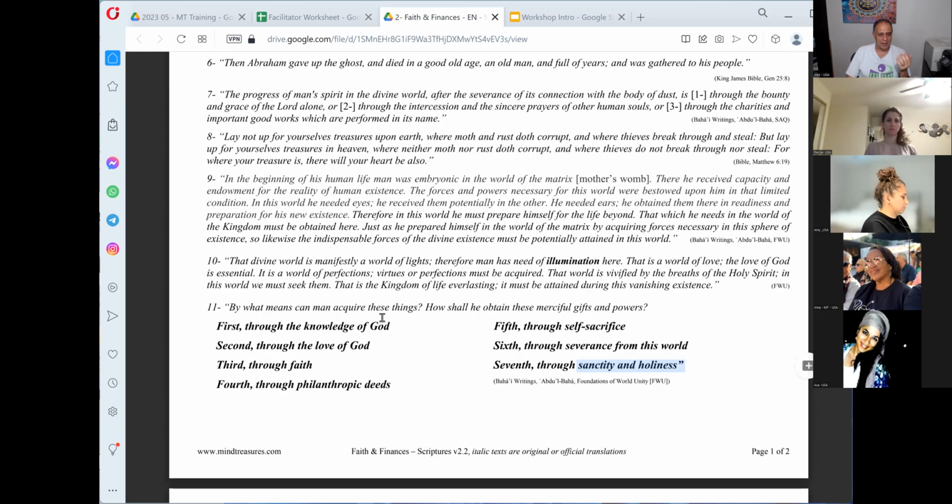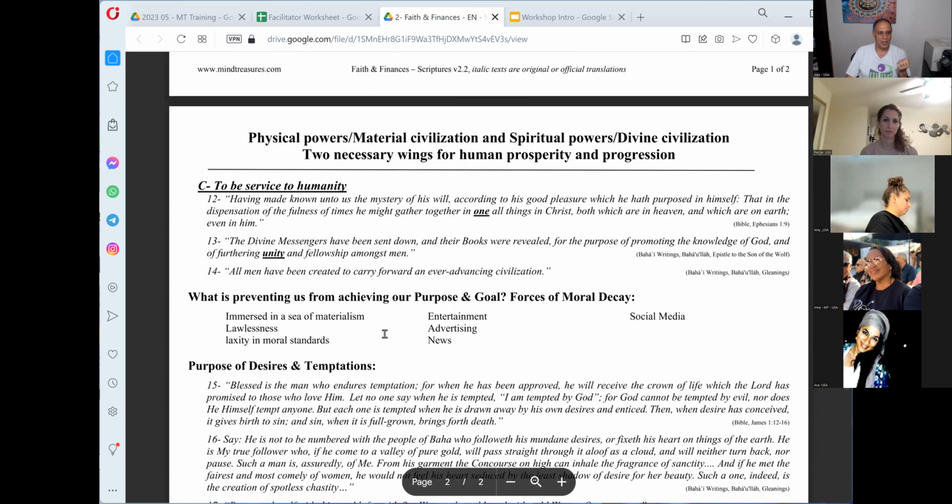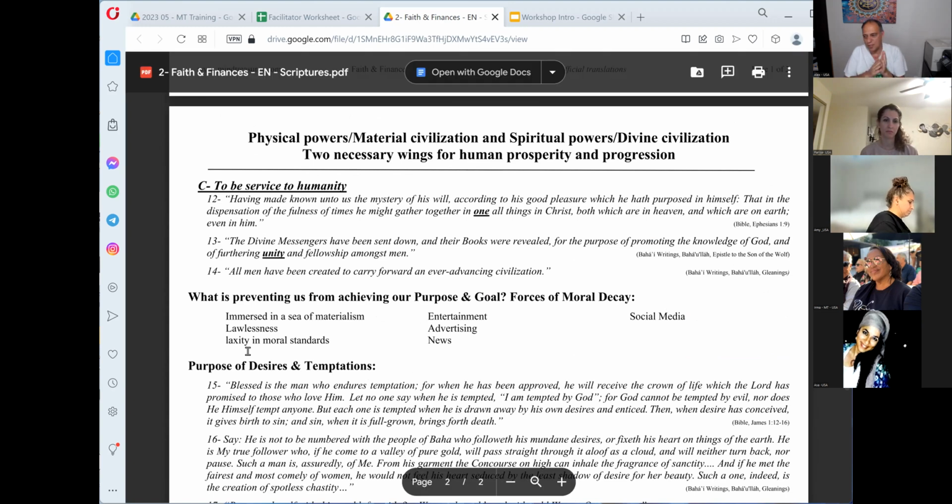And the third one, as far as our purpose on earth, is this number C. Can I have a volunteer to read number 12, 13, and 14, please?